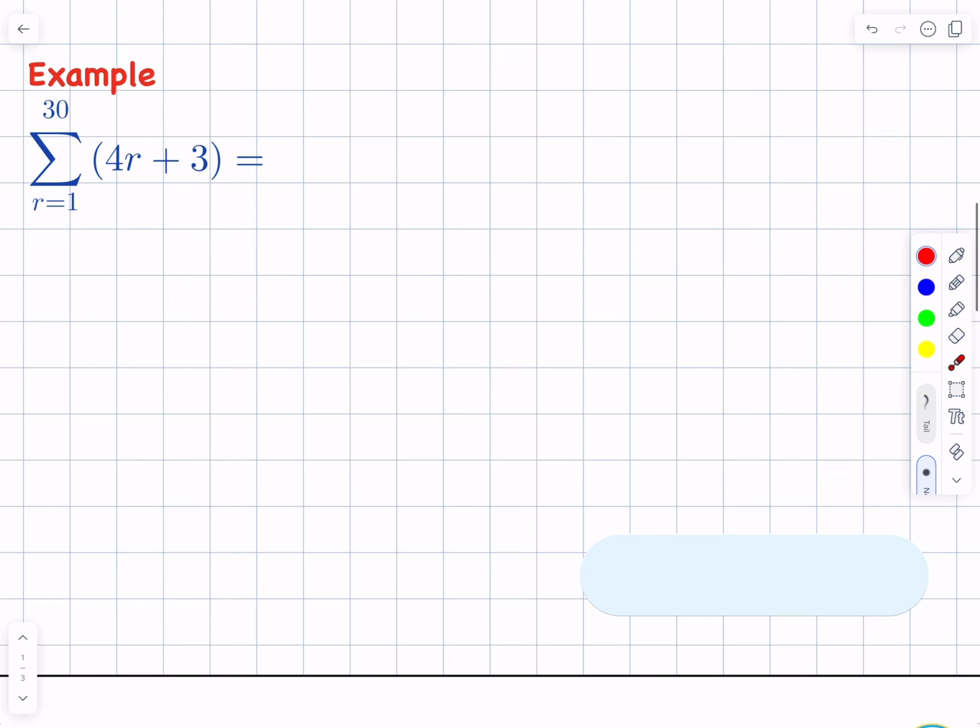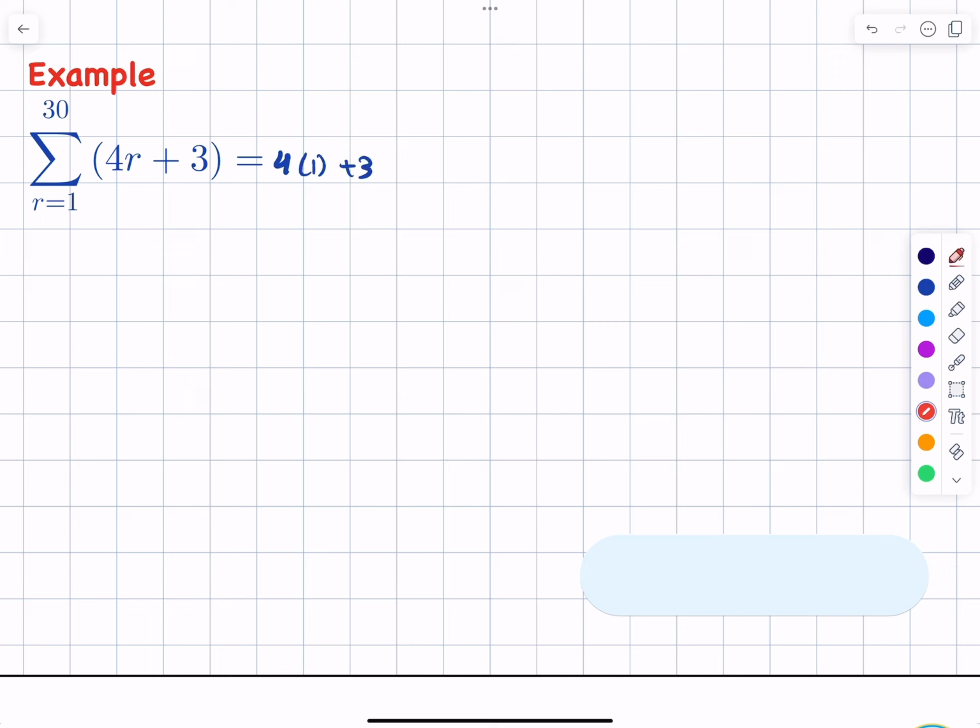Let's now go on to the next example. Here we have 4r plus 3, and the values of r start from 1 up to the last value, which is 30. So to evaluate this sigma, as we did in the previous example, we will replace r by 1 first. Here we will have 4 times 1 plus 3. So 4 by 1 plus 3.